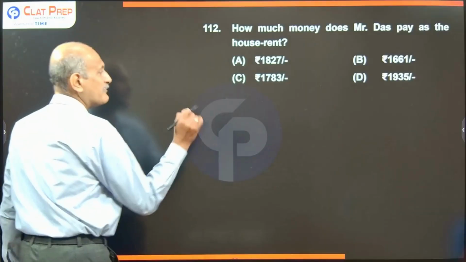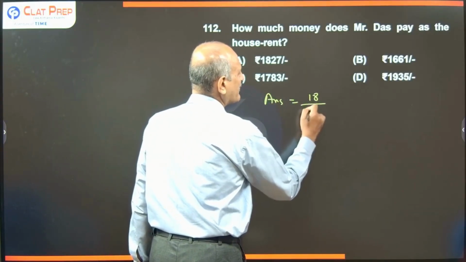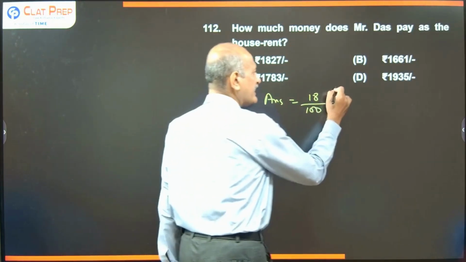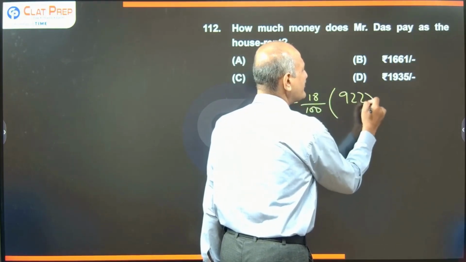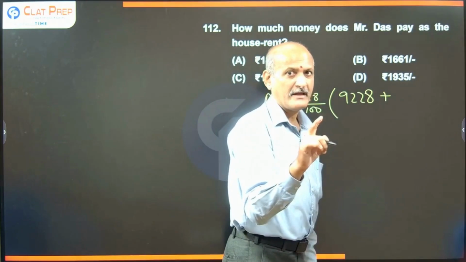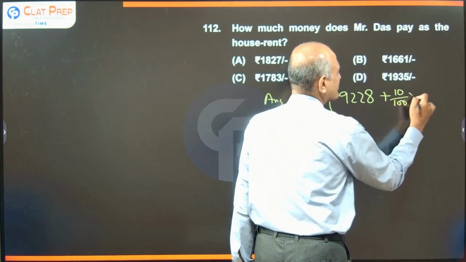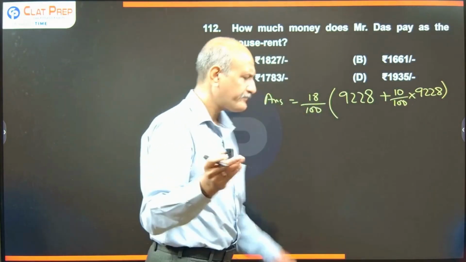So exactly what are we supposed to calculate? It is equal to 18% of the total income here. Please mind that the total income is again of two parts. What is that? It is this number, 9228, plus the HRA, the house rent allowance. How much is that house rent allowance? It is equal to 10% of 9228. Very simple.